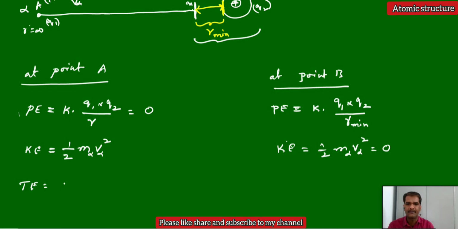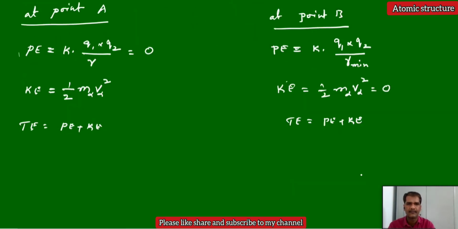Total energy at point A is equal to potential energy plus kinetic energy. Similarly, total energy at point B is equal to potential energy plus kinetic energy. But according to the law of conservation of energy, total energy should be constant, right? Energy is neither created nor destroyed.